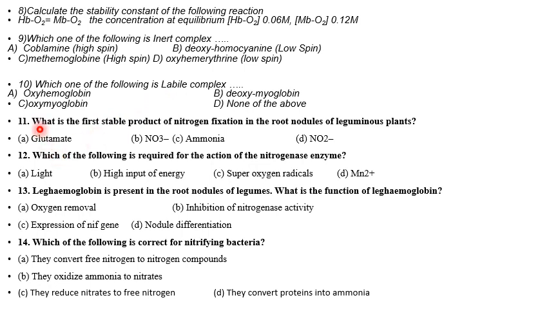Number 11. What is the first stable product of nitrogen fixation in the root nodules of leguminous plants? Is it glutamate, nitrate ion, ammonia, or nitrite ion?